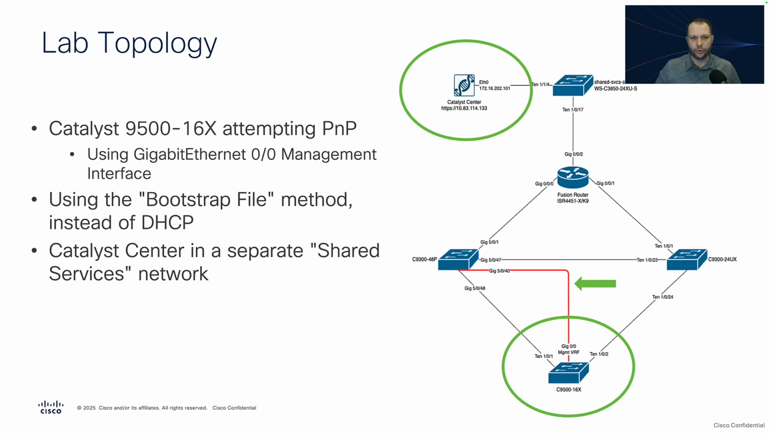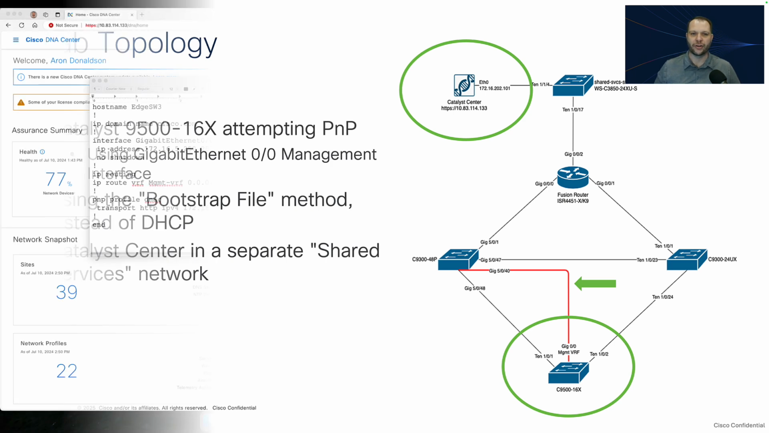We'll be using the Bootstrap file method instead of using DHCP. And as I said, the Catalyst Center server will be in a separate shared services network, so we do have to have some IP routing capability enabled. All right, let's go take a look at our demonstration.